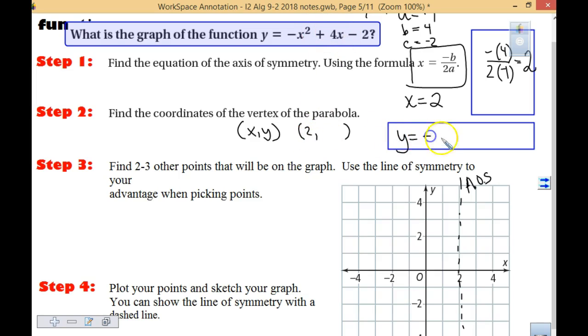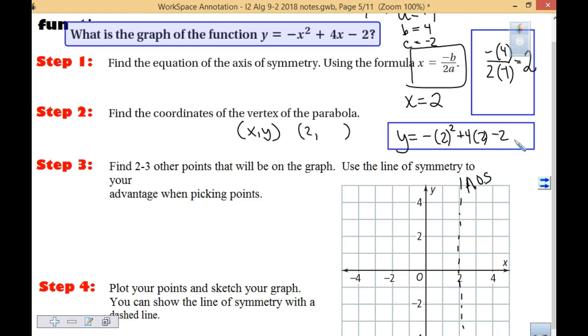So we're going to have negative 2 squared. And my recommendation is put it in parentheses because if that ever comes out negative, some of you will forget and when you square a negative, it is positive. So we just need to be careful for that. So you can put negative 2 squared. Then we have plus 4 times 2 minus 2.